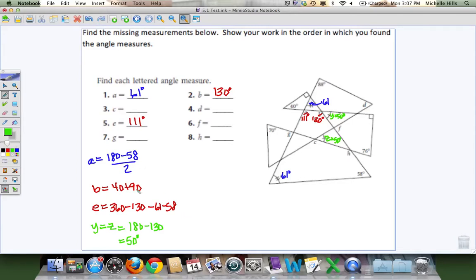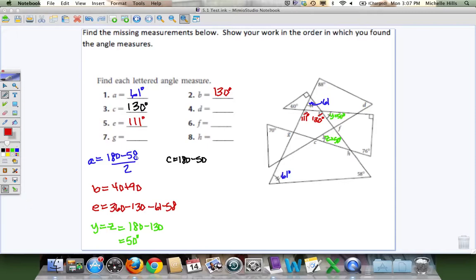Once I knew those two angle measures, now I went and found C. To find C, it's a linear pair with this 50 degree angle that I just found. So C is 180 minus 50, C is 130 degrees. Again, I'm showing my work in the order in which I found the angle measures, and it's work that is not just scratch work. You can actually follow and see what's going on.